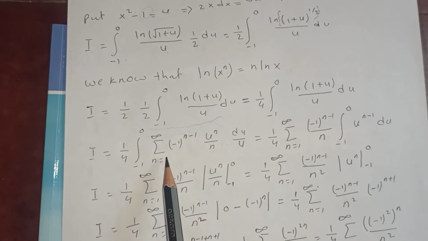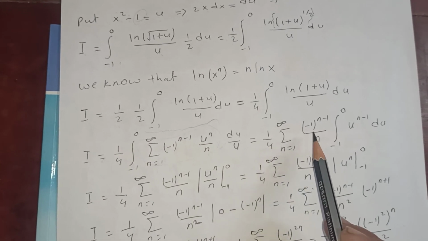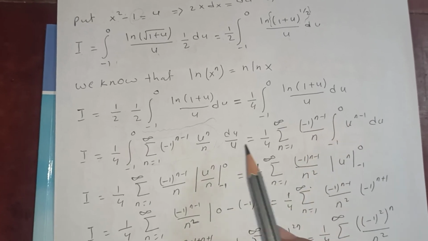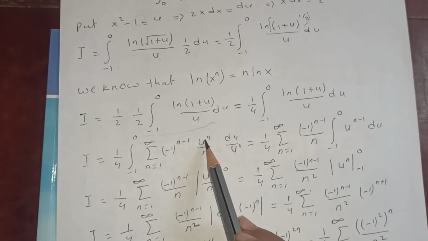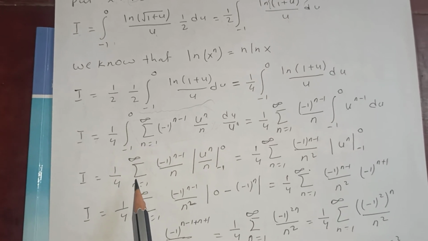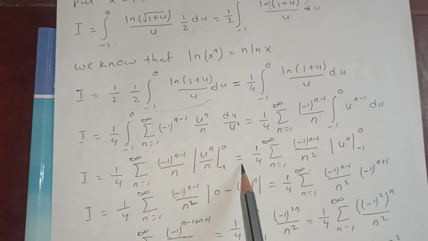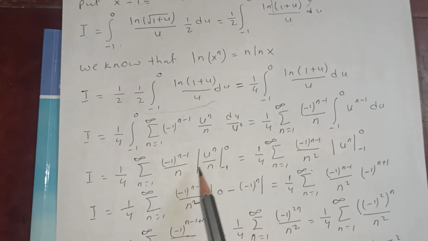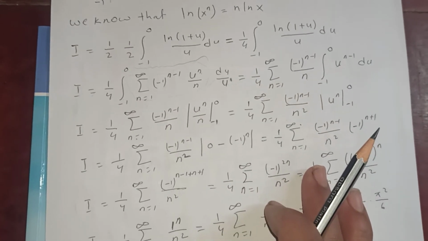Now changing the integral and summation. So 1 by 4 sum from n equal to 1 to infinity, minus 1 to the n minus 1 upon n, integral from minus 1 to 0 of u to the n minus 1 du. Now integrate that. I equals 1 by 4 sum from n equal to 1 to infinity, minus 1 to the n minus 1 upon n, times u to the n upon n, which is 1 by 4 sum of minus 1 to the n minus 1 upon n squared, and u to the n from minus 1 to 0.